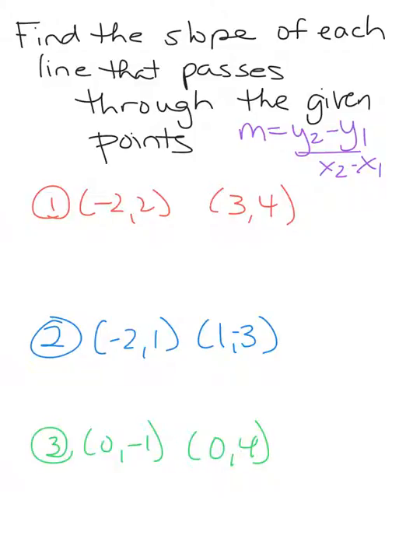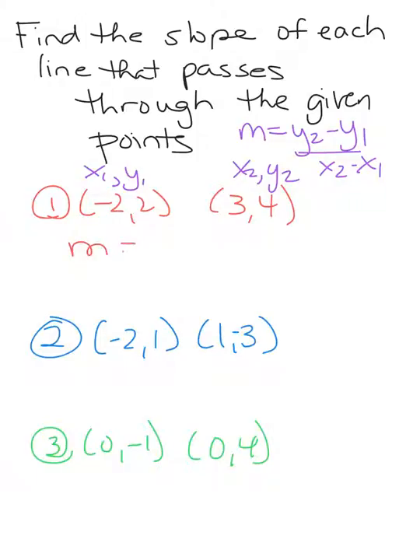Now we're ready to find some slopes. The directions say find the slope of each line that passes through the given points. So we have m equals y2 minus y1 over x2 minus x1. That's our formula for slope. So let's look at number 1. I'm actually going to label this x1 and y1 and x2 and y2. You don't have to do this, but in the beginning a lot of times it's helpful.